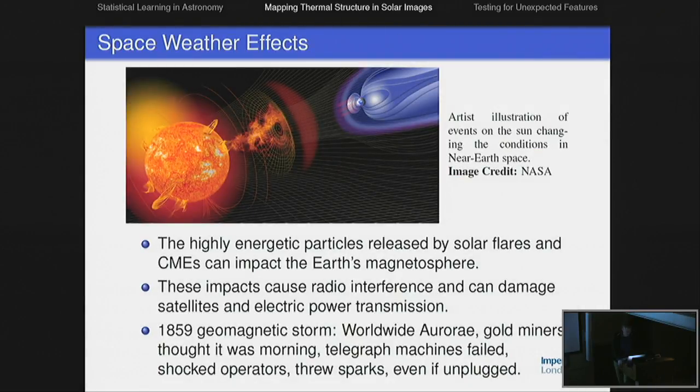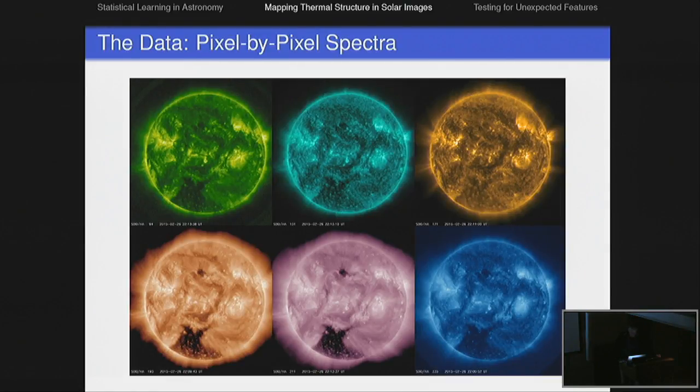This last bit is mostly for people who aren't astronomers, but if you haven't heard this story, it's a great one: the last big geomagnetic storm, in 1859, caused essentially worldwide aurora. Gold miners thought it was morning, and telegraph machines failed or continued to shock their operators even when they were unplugged, throwing sparks and all this kind of stuff. Just imagine what would happen if there was a storm like this 160 years later, where we're a little bit more dependent on electronic infrastructure than we were in 1859. There are real reasons to be interested in this kind of prediction, even if these events are rare.